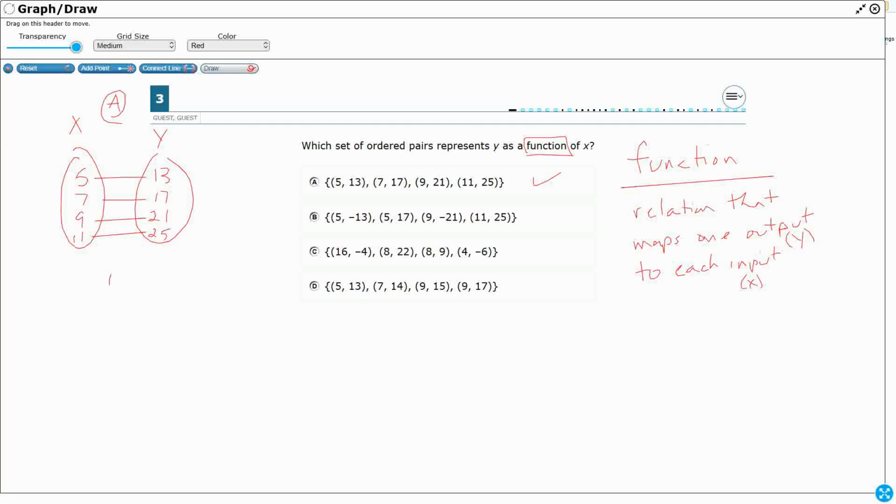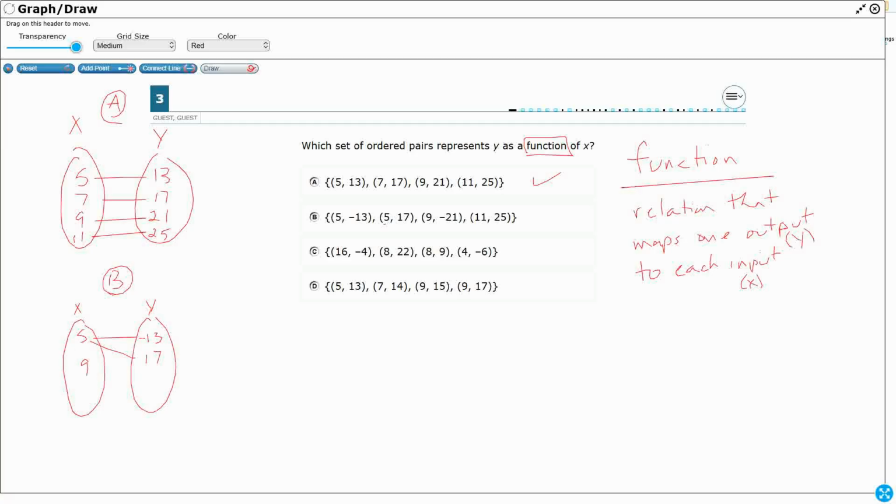So let's do that same thing for B. Let's look at our x's and our y's. We could also graph these if we wanted to, plug them into Desmos. So here we've got a 5, we've got a negative 13. So far, so good. But look at this now. I've got a 5 and a 17. I'm not going to rewrite the 5. I've already got a 5. So you see how I've got my 5 as an x going to a negative 13 and a 17 as a y. If I were to graph this, I could draw a vertical line and connect both of those, which means it's not going to be a function.